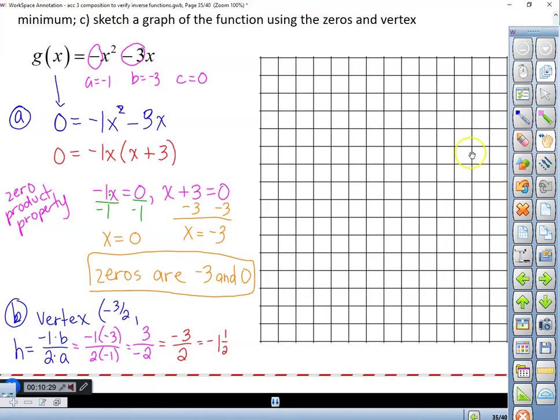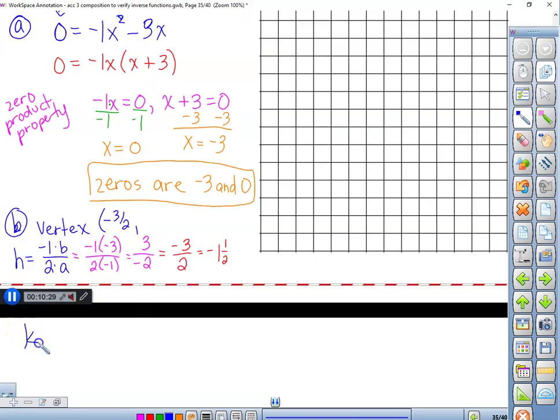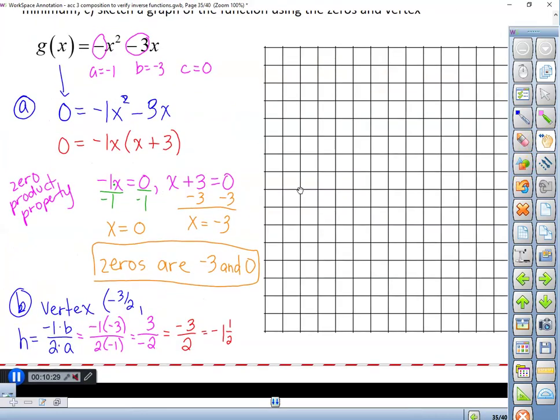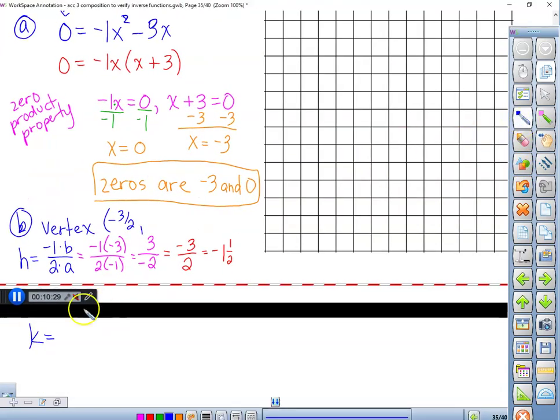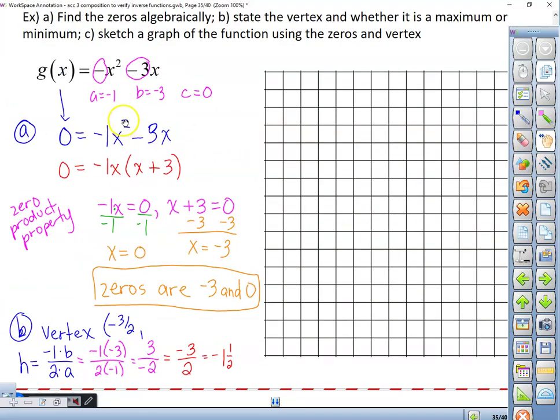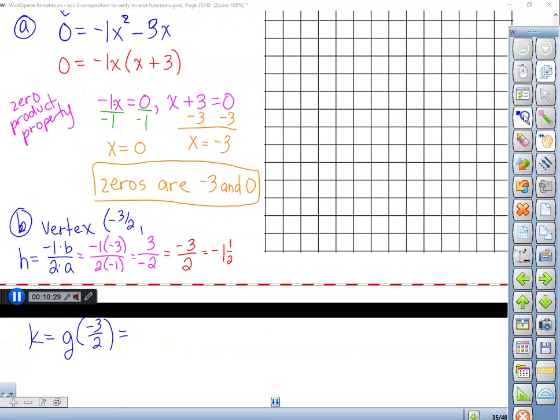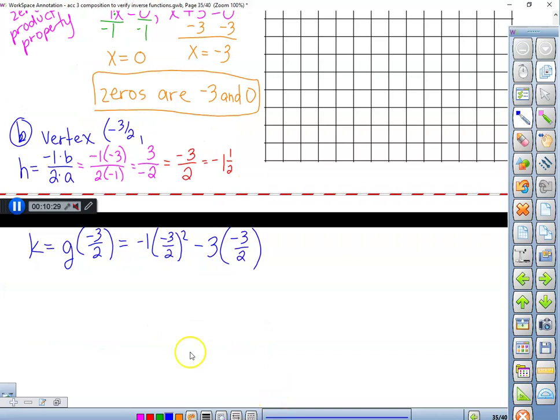Now, when we go to do the calculation for k, though, we need our improper fraction because we can't multiply with mixed numbers, if you recall. So k is going to be our function evaluated at our negative 3/2. So we get g of negative 3/2. So this is going to give us negative 1 times our negative 3/2 quantity squared, and then minus 3 times our negative 3/2. All right, let's talk about this math.